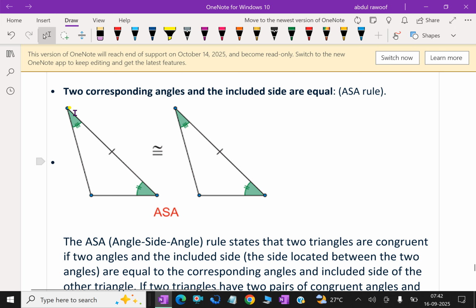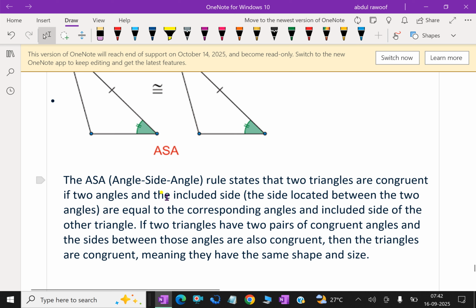Next criteria, the two corresponding angles and the included side are equal. ASA rule. Look at this figure. Here this triangle is congruent to this triangle because look here. This side is equal to this side, and this angle is equal to this angle, and this angle is equal to this angle. So this is the criteria of the ASA rule.